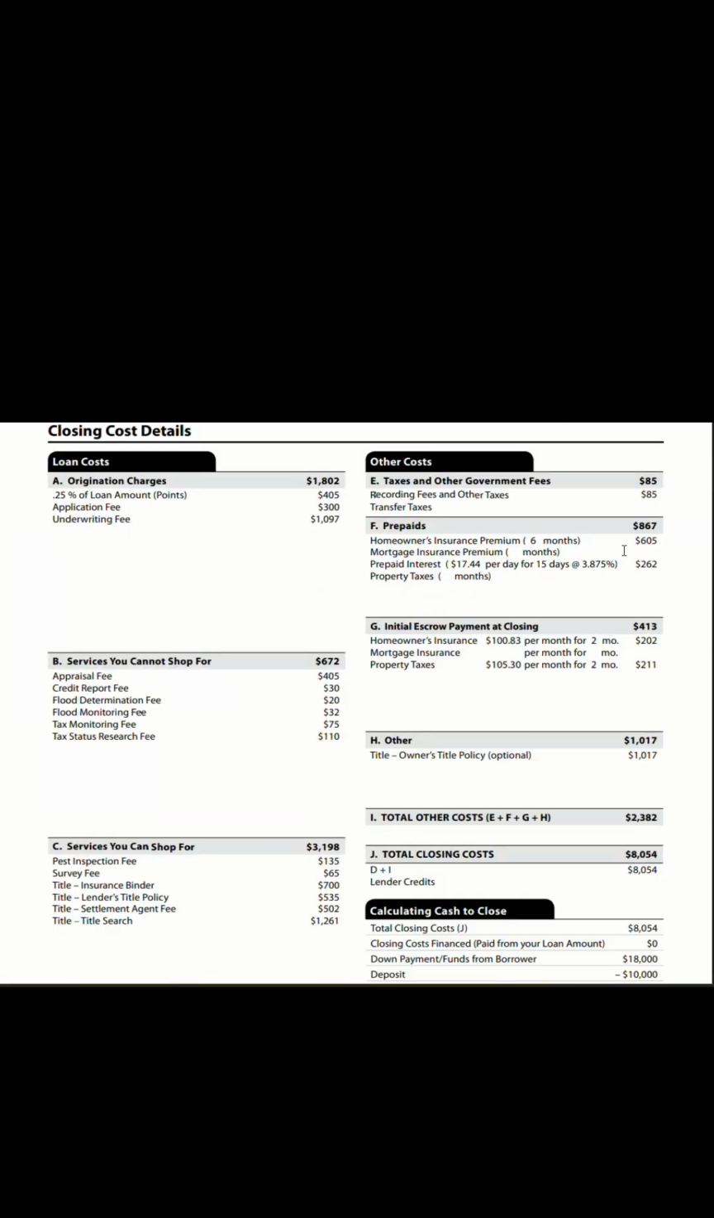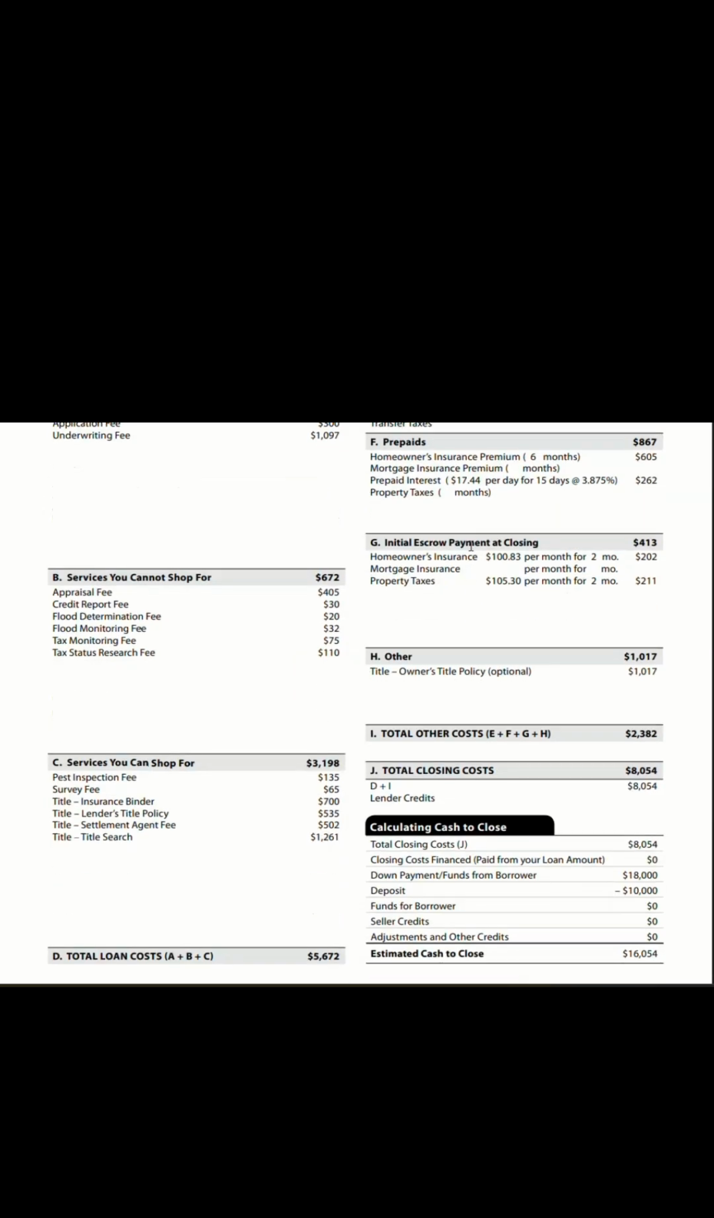Here are the prepaids. Prepaids are your first year's homeowner's insurance. On this one, they're only collecting 6 months. Most lenders collect 12. I know we collect 12 months at closing. So 12 months of homeowner's insurance is collected at closing. Prepaid interest, depending on when your first mortgage payment is, you may have some days of interest in there. And then property taxes. So on this one, however their county is handling the property taxes, nothing has to be front loaded in this. I've seen some counties where 6 months are collected, and I've seen some where none.